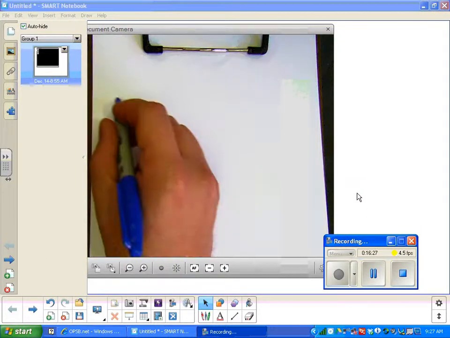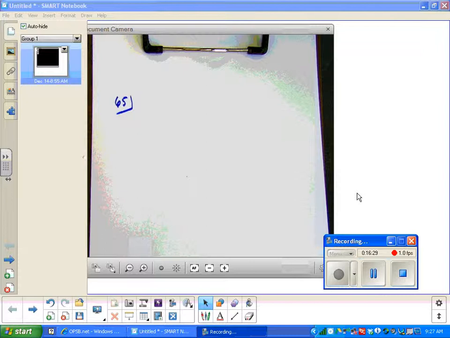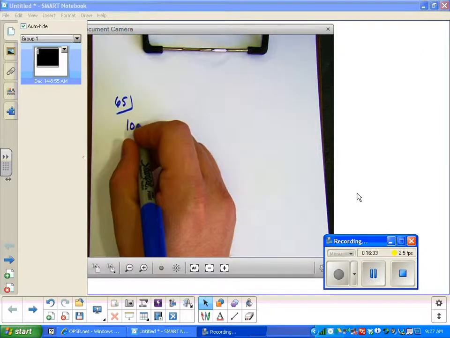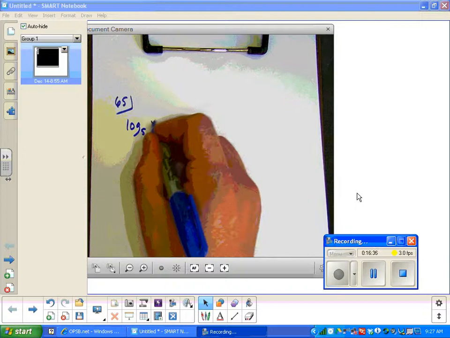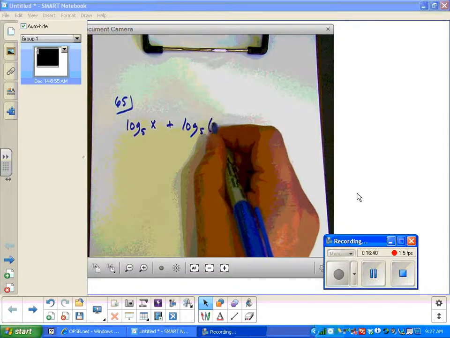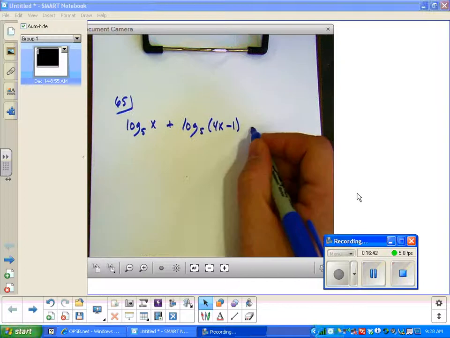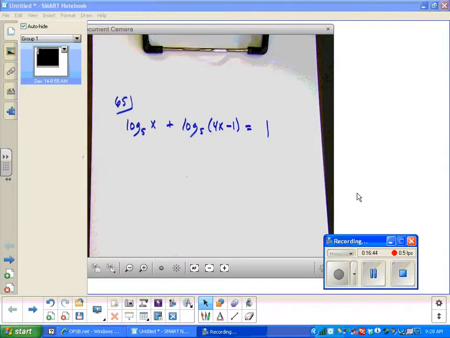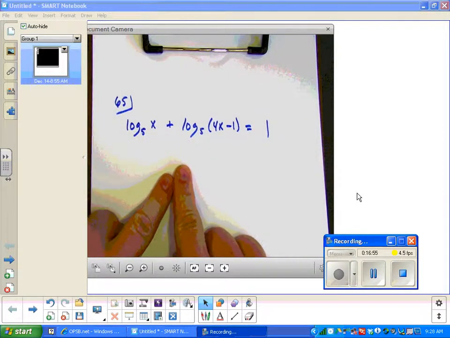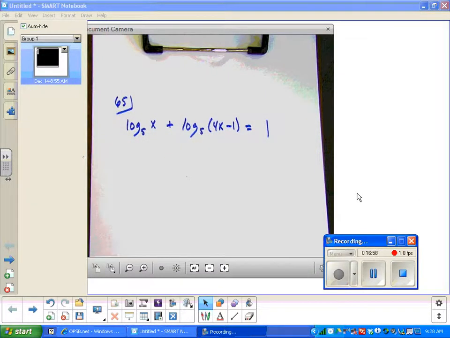All right, let's look at number 65. Now this one, I'm going to tell you, it's really challenging. I almost didn't want to do this one with you first. So now, we've got multiple logarithms. So all we have to do is put them together and make it one logarithm. So once I get it to one log, we can go with it.